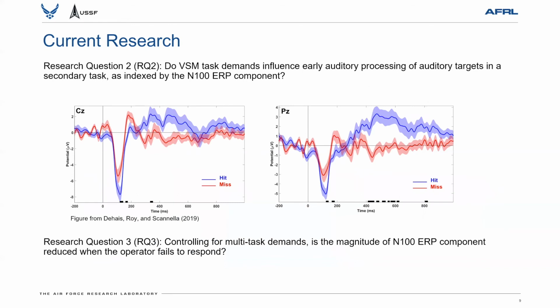Our first research question is looking at the visual spatial manual task demands' influence on the secondary task. Our second research question is looking at, do the visual spatial manual task demands influence early auditory processing? So this is looking at effects similar to what inattentional deafness research has shown in the past with the N100 ERP component, such that there is a stronger N100 for hits and a reduced effect found with misses in CZ and PZ. Our third research question is digging a bit deeper, such that we want to look at controlling for the multitask demands. Do we see that the N100 component is further reduced when the operator fails to respond?